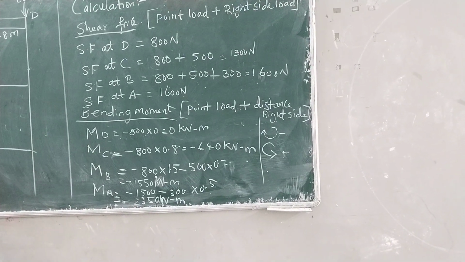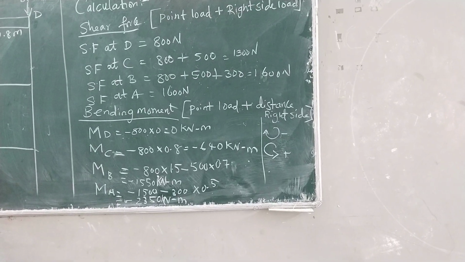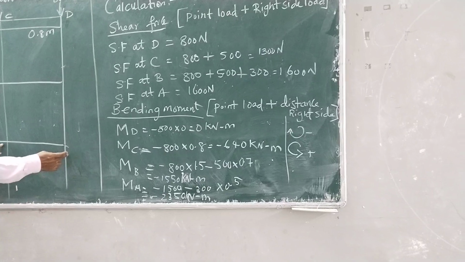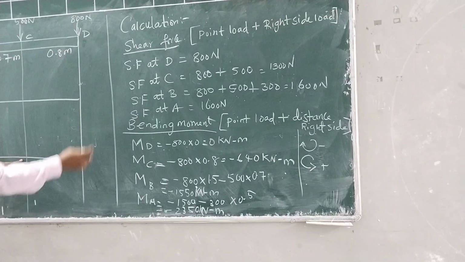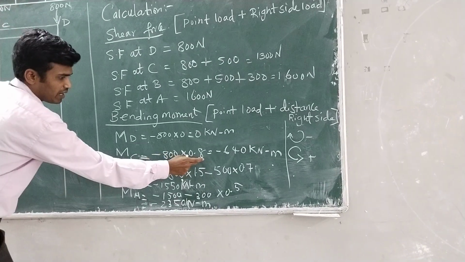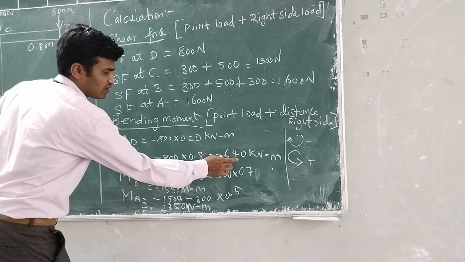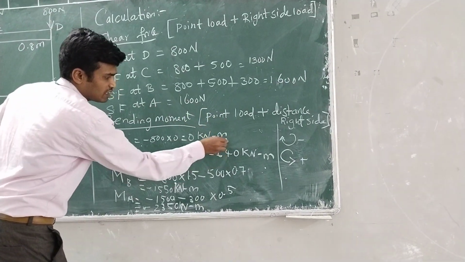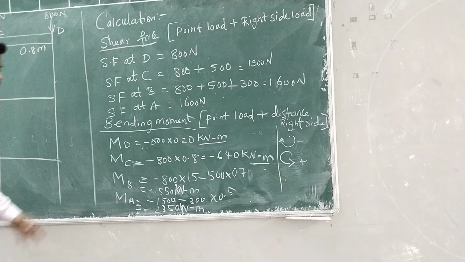Second, the bending moment at C. For the bending moment at C, we consider the load at point D, minus 800, and the total distance is 0.8. So the value is minus 640 kilonewton meter. The unit conversion is very important.